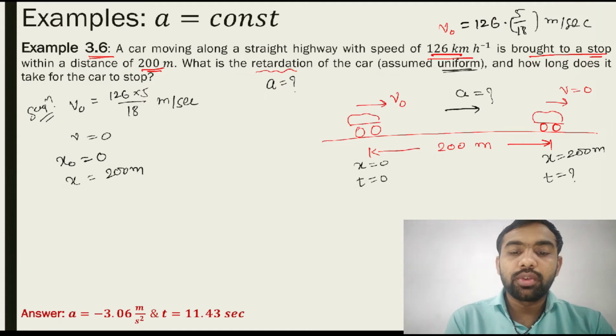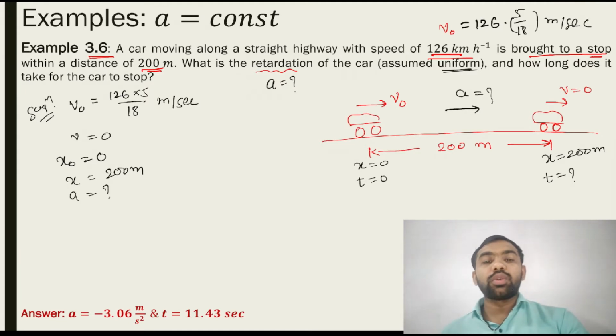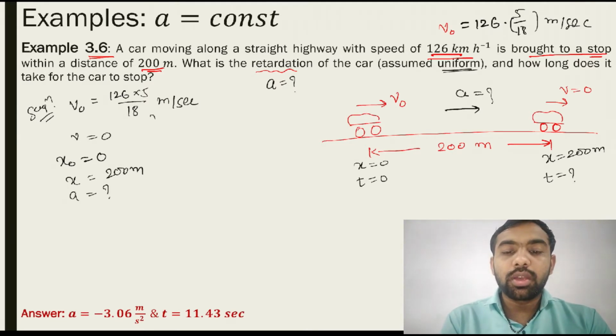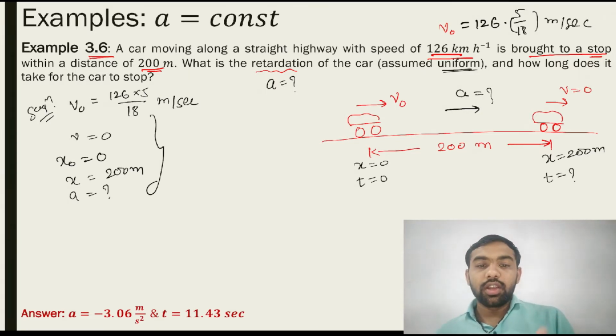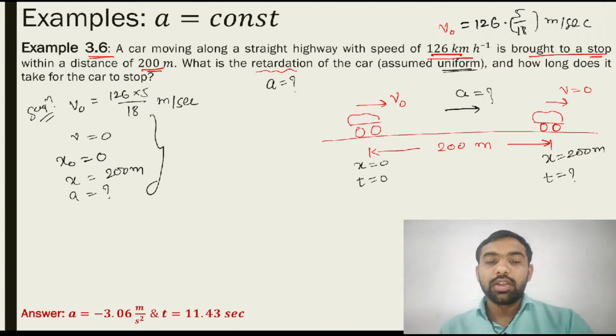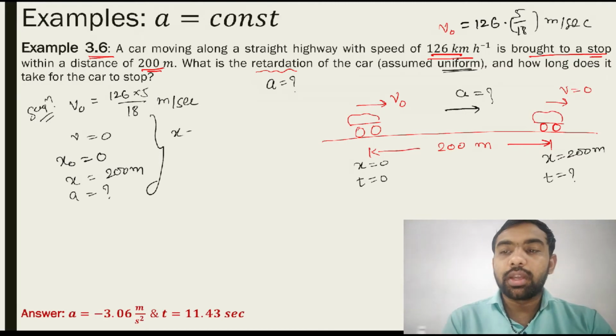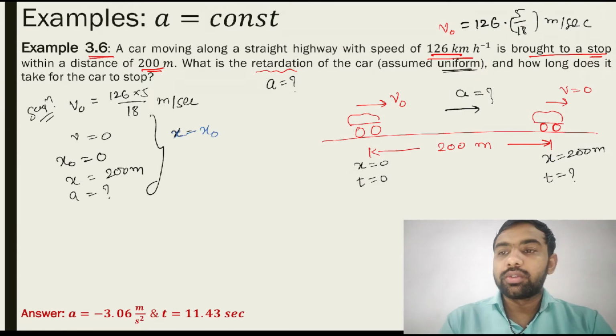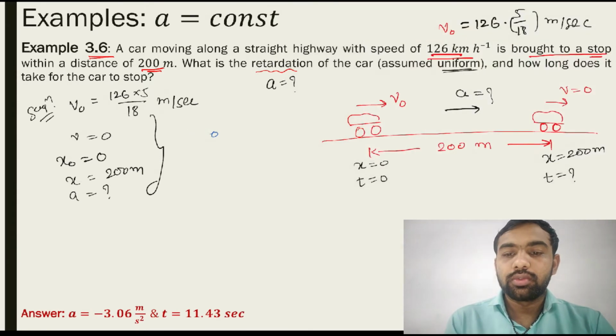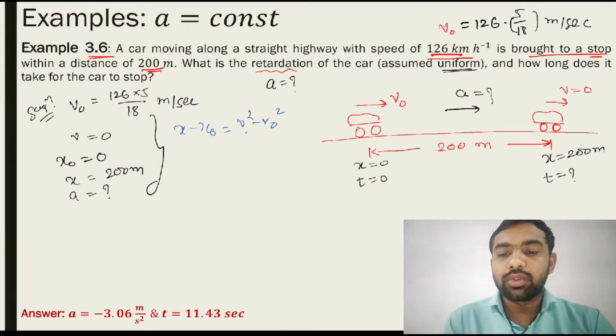What do you have to find out? a is to be found. So you remember some equation in which all this data is present. You remember from the basic equations one in which all this data is present. So our equation is like this: let's write x minus x0 is equal to v square minus v0 square upon 2a, since v is present.